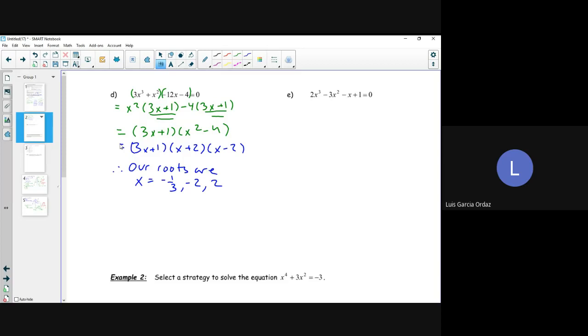All right, we're going to move on to question E. We have 2x cubed minus 3x squared minus 1 plus x is equal to 0. So what strategy can we use to factor this expression? We're going to use factor theorem, so the P and Q thing.